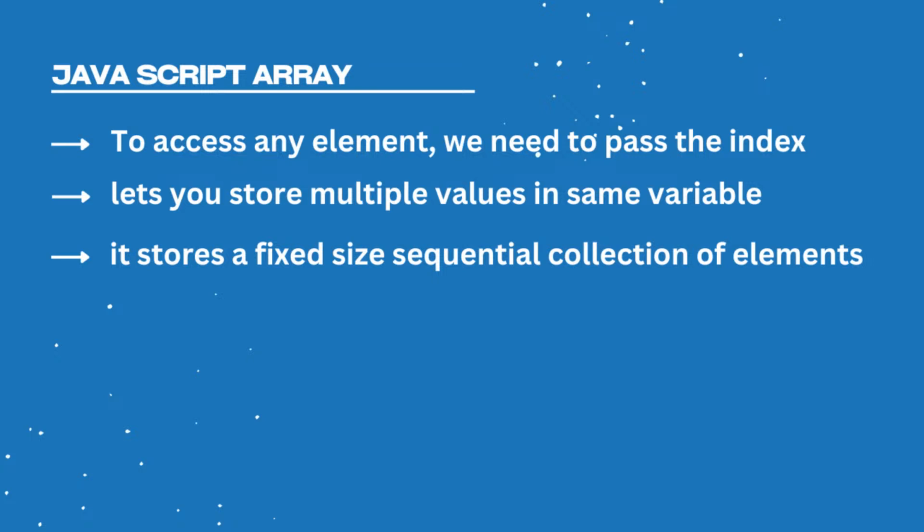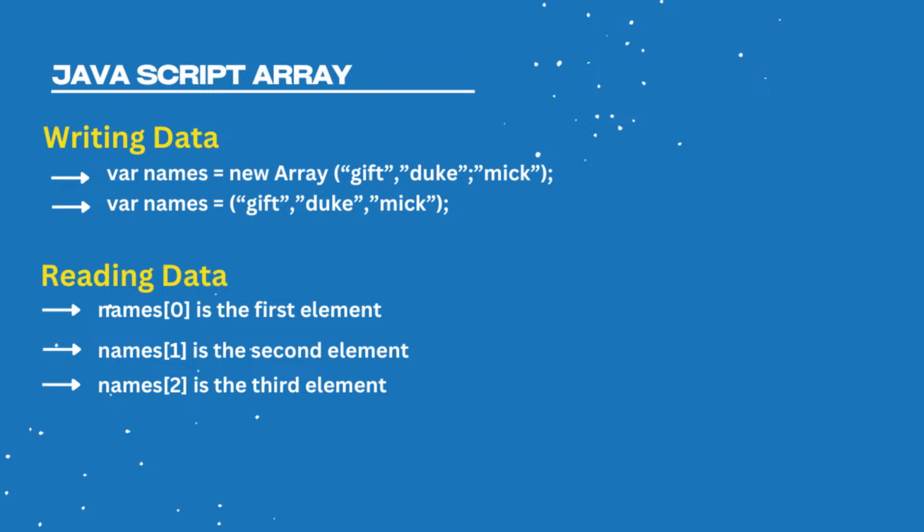So let's see a practical view of how you write your data in your array and how to read it. So we have our syntax here. var, that is your variable name. We are working with a variable called name. So you can see the new array, then you can see the one without the new array. So our array has values that are up to 3, which are names.